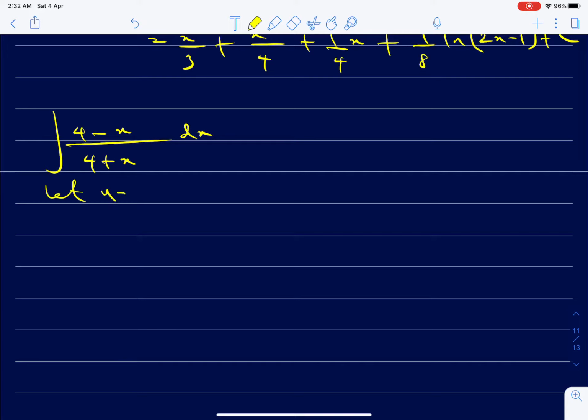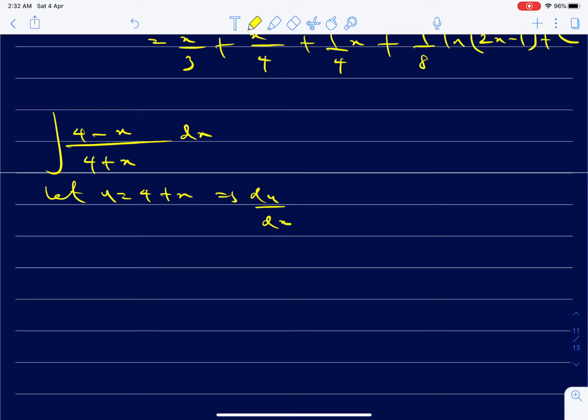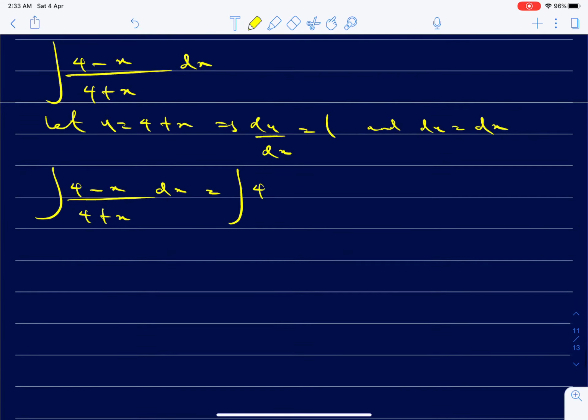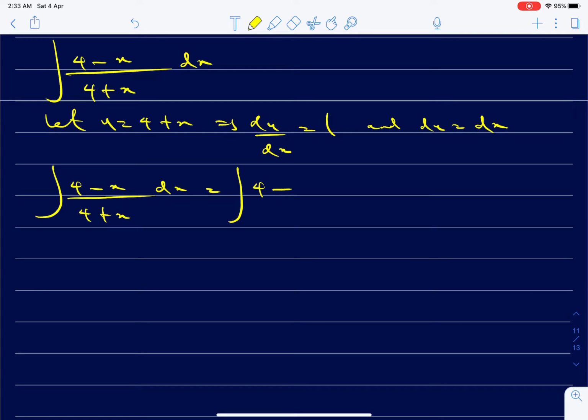Now here, let's make u 4 plus x. If u is 4 plus x, that means du dx is 1, and that means du is the same as dx. So we substitute: the integral of 4 minus x over 4 plus x with respect to x is the same as the integral of 4 minus, if u is 4 plus x, that means x is u minus 4, so 4 minus u minus 4, divided by u, with dx in this case being du.